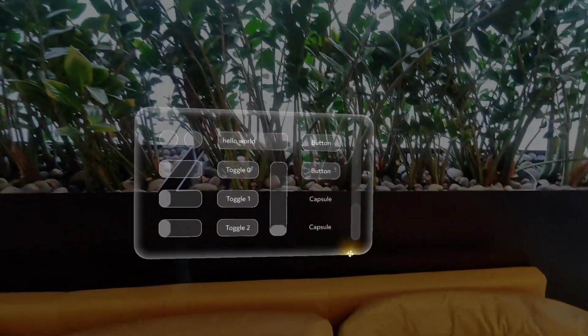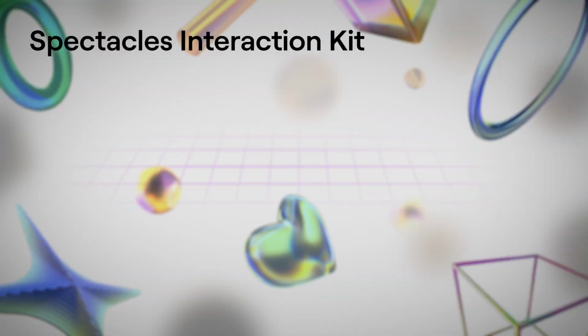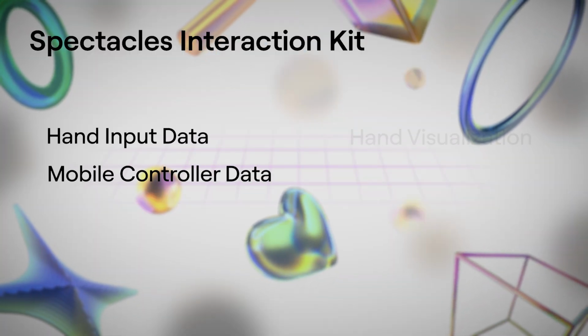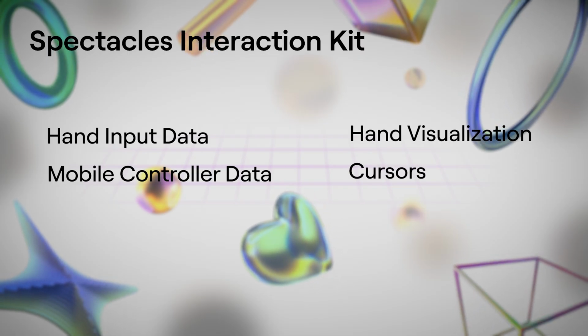Spectacles Interaction Kit is a source for user data on our platform. It provides hand input data, mobile controller data, hand visualizations, cursors, and more. If you haven't heard of Spectacles Interaction Kit, consider pausing and checking out some of our resources below.